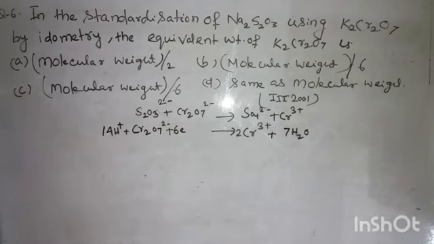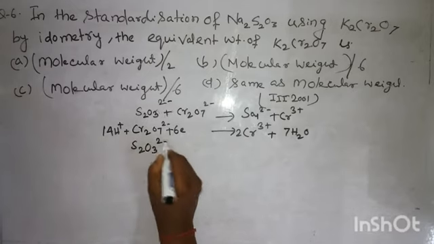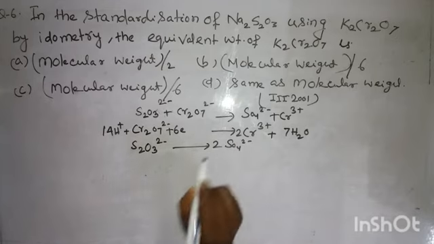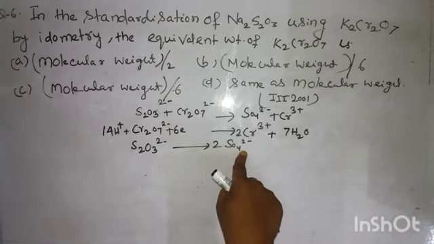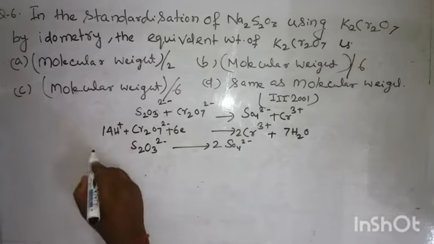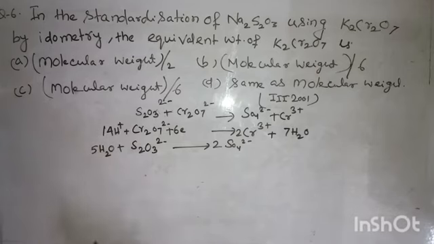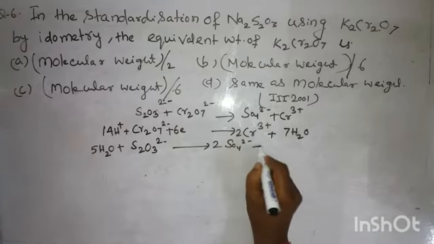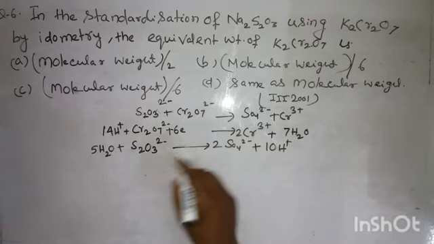Next portion: S2O3 2 minus gives rise to SO4 2 minus, multiply by 2. Here the number of oxygen atoms is 3, there it is 8. What will you do? Add 5 H2O, so this is 10 H, add 10 H plus. Now balance the charge.